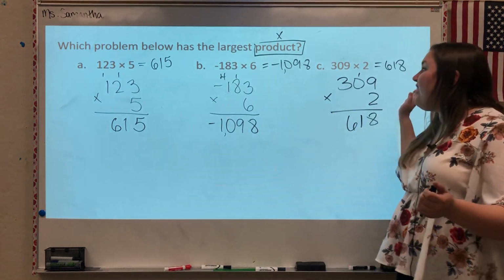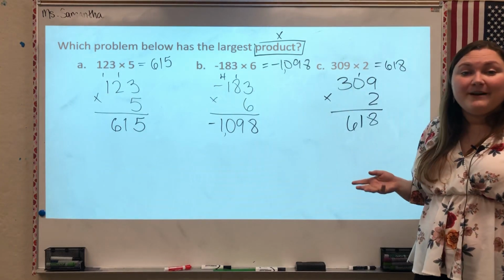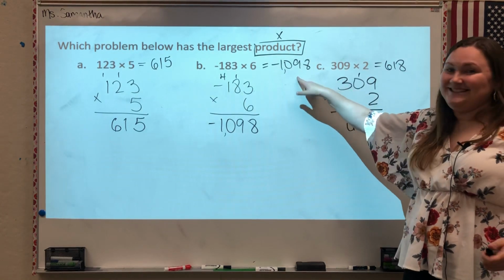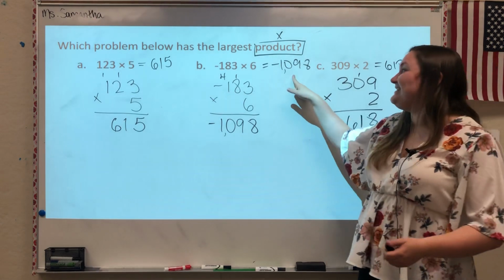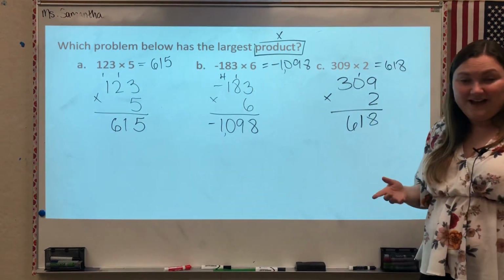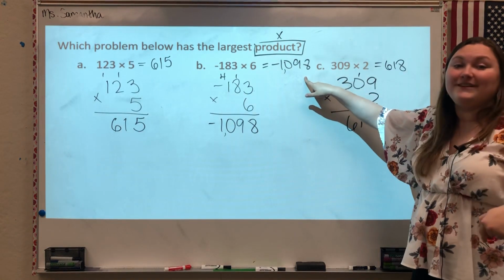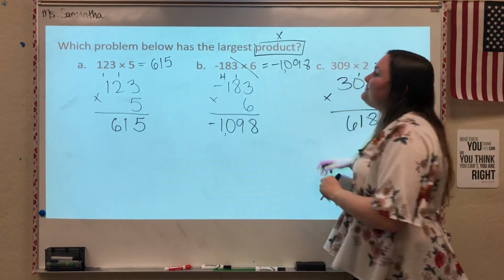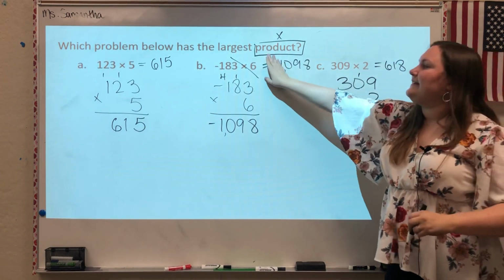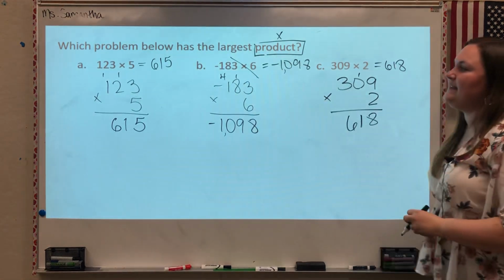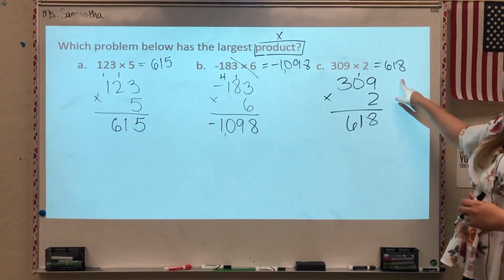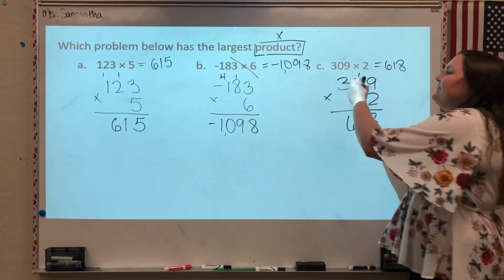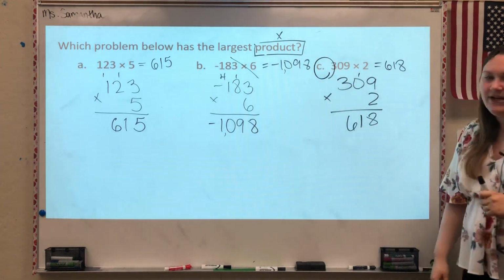You think about these all as like possible bank account amounts. I do not want this. This is not the biggest bank account amount. This is you owe that money. It's money you don't have. This is actually the smallest amount. So this is not going to be our answer, despite the fact that it does look like the largest number. Instead, 615, 618, this one here is going to be our largest product.